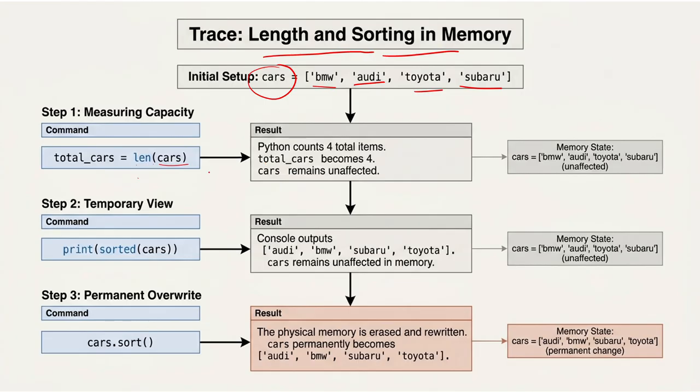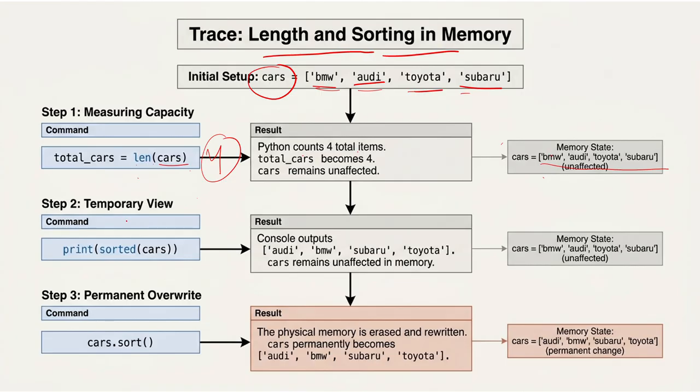So when you call this, Python counts the number of items within the cars variable. It will count 1, 2, 3, 4, there are four of them. So your total_cars will become 4. In original memory, the cars list doesn't change. It will remain as it is.